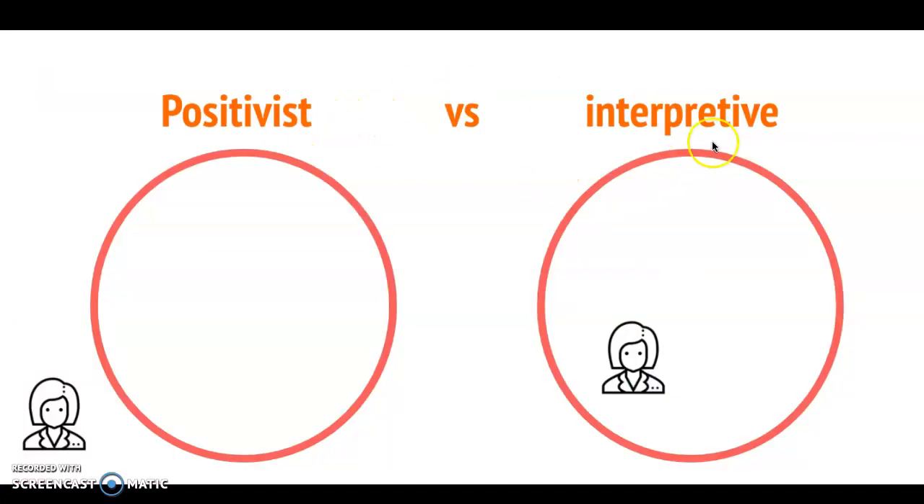There are 2 main paradigms based on factual information and beliefs. The circle here is our classroom, or the reality that we encounter in our classrooms, and this is the researcher. The first thing that we notice is that the researcher here is outside, whereas here is in the inside. We can probably think that the teacher is the researcher in this case, and not here.